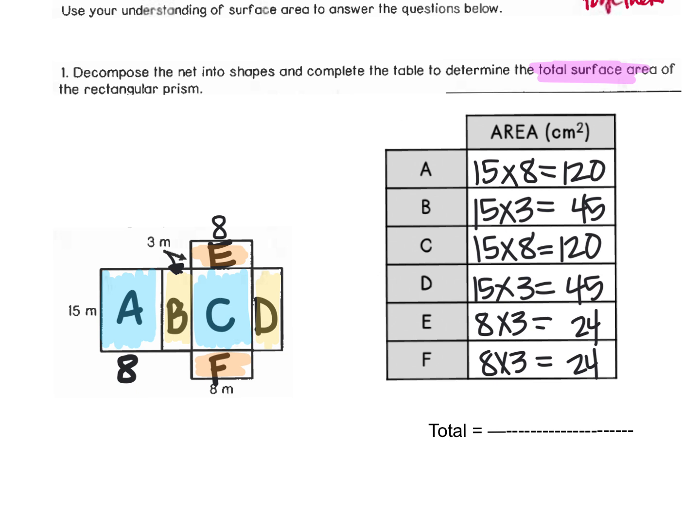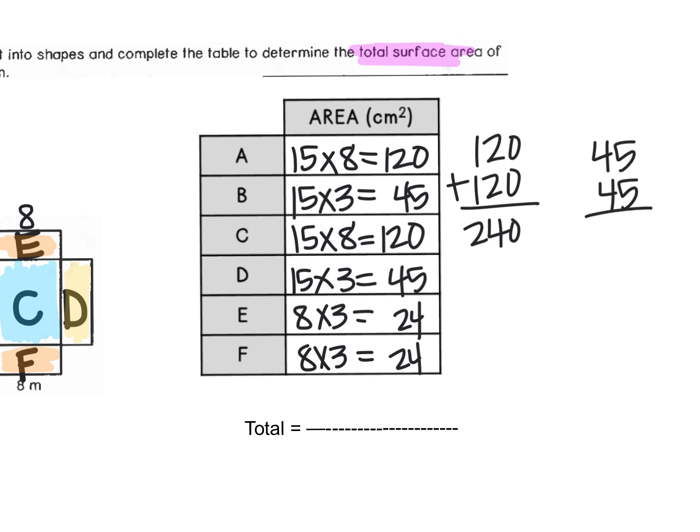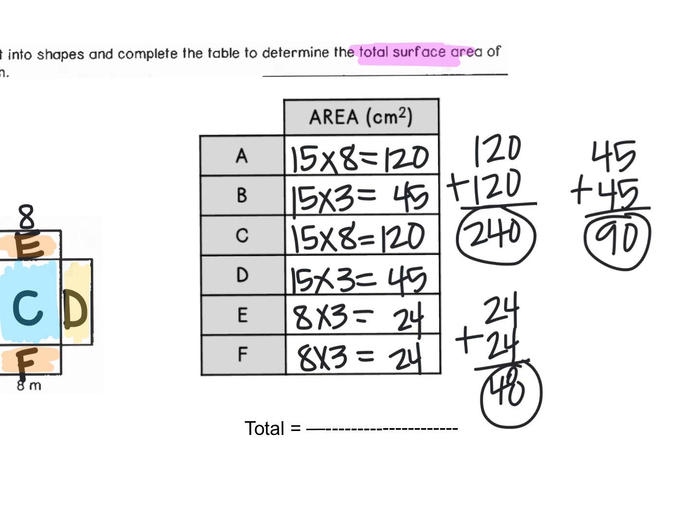Okay, now remember, to get the total, we have to add all these together. Now that's a really long list, and sometimes it's easy to mess up if you try to do all of them at one time. So I'm going to go over here to the side, and I'm just going to group up numbers that would be easy. So I'm going to do 120 plus 120. That makes 240. Then I'm going to add 45 plus 45. That makes 90. And then I'm going to add 24 plus 24. That makes 48. So now I need to take these three numbers and put them together for my total.